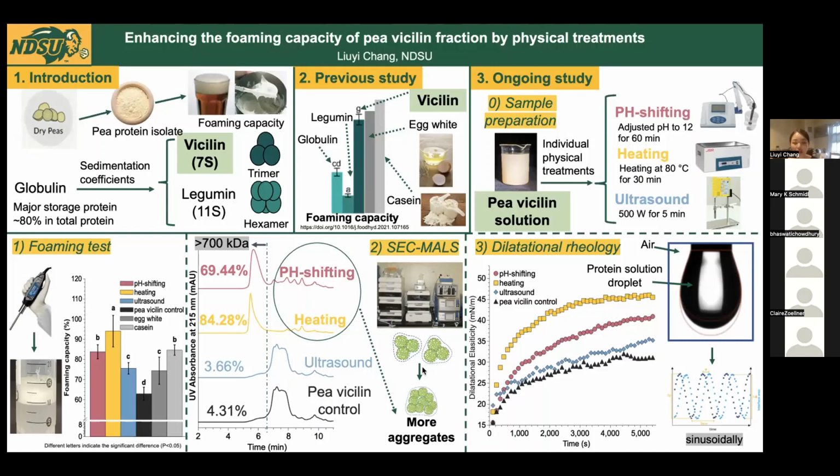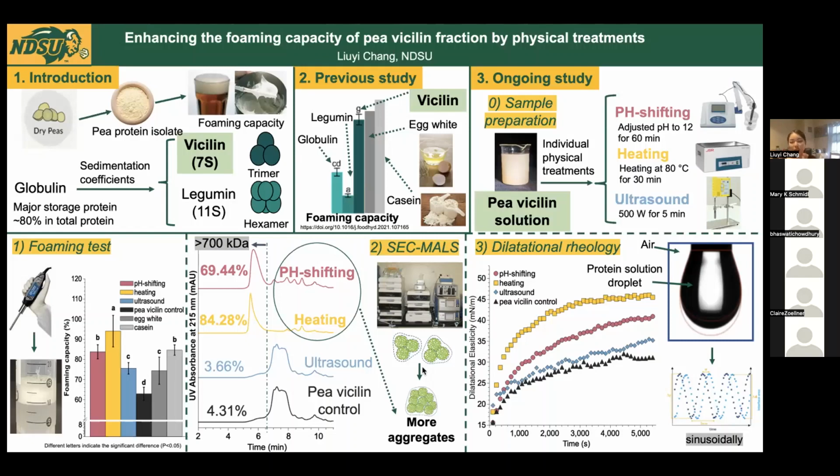To find out the principle of this improvement, I did the HPLC SEC MALS test next. It was clear to see from that chart that both pH shifting and heating treatments created more soluble protein aggregates. But how did these aggregates improve the foaming capacity? I did a dilatational rheology test.